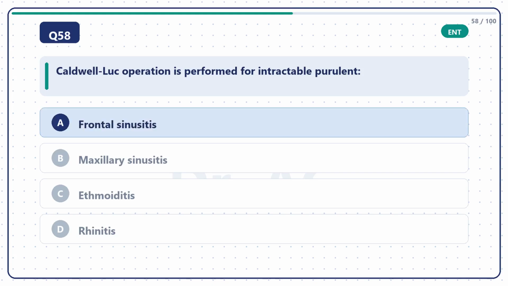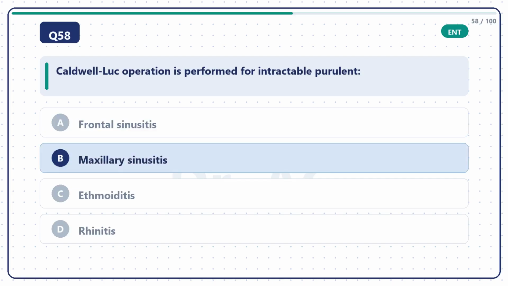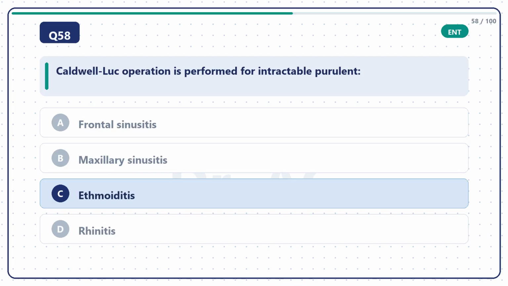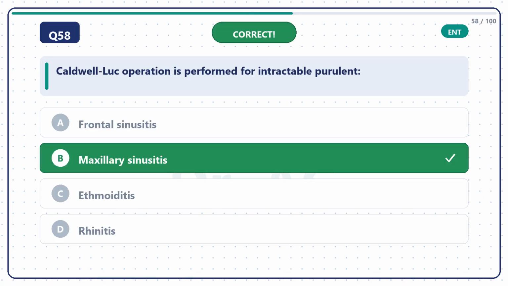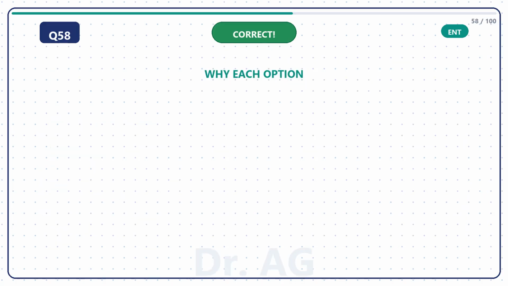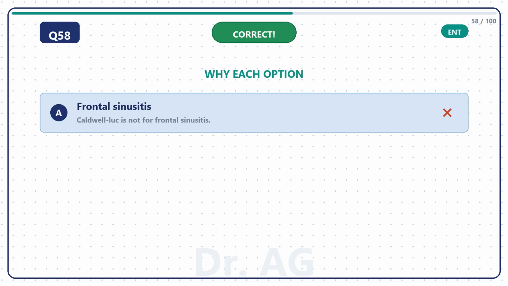Option A. Frontal sinusitis. Option B. Maxillary sinusitis. Option C. Ethmoiditis. Option D. Rhinitis. The correct answer is option B. Maxillary sinusitis. Let's go through the options. Frontal sinusitis. Caldwell-Luc is not for frontal sinusitis.